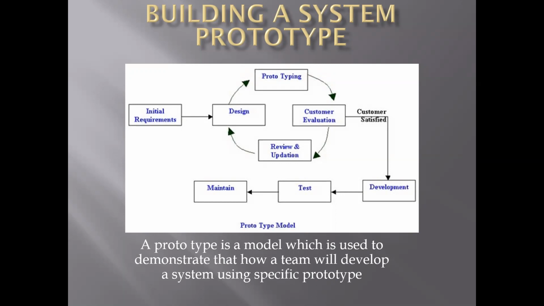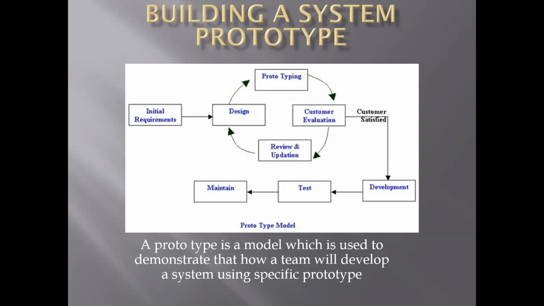So now I'm going to start my presentation, building a system prototype. These are the requirements to build a system prototype. This is the cycle that you have to follow: first you put initial requirements, then you design, prototyping, customer evaluation, review, and updating. You have to repeat this cycle until the customer is satisfied. And when the customer is satisfied, you have to do the development phase, test phase, and maintain phase.